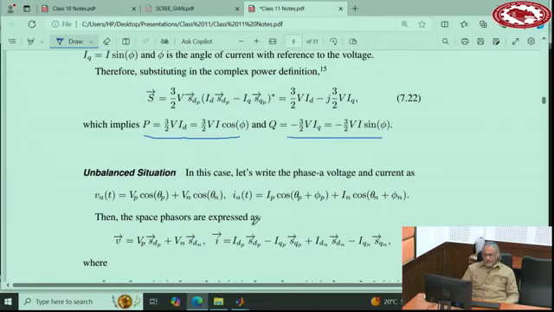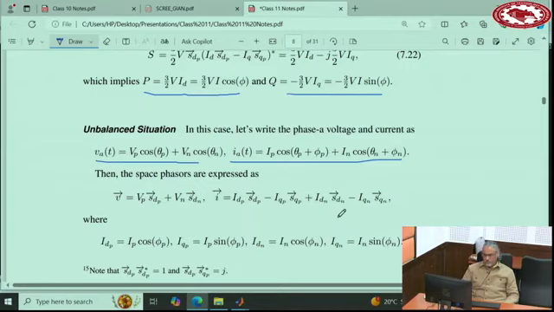And if it is an unbalanced situation, let's say VA is this, IA is this, only for phase A, showed the values. Then space phasor for V and for I. So V is taken as reference, so it only has direct terms, but current has direct and quadrature. So direct minus quadrature here, and again direct minus quadrature here.